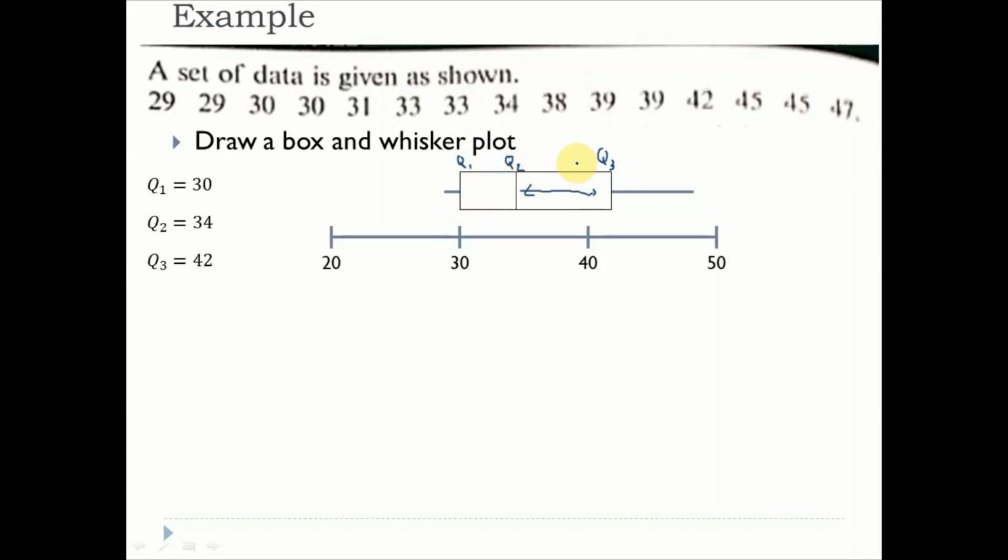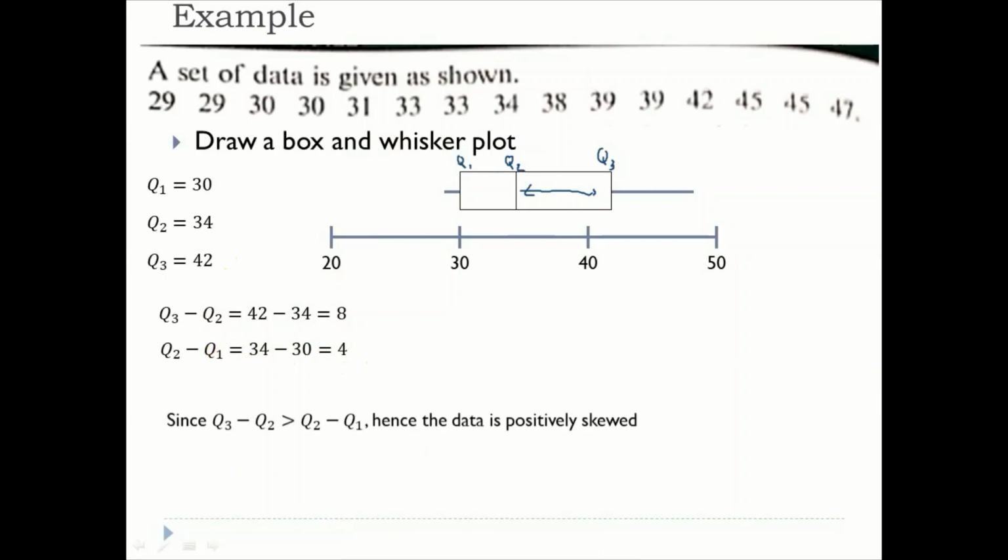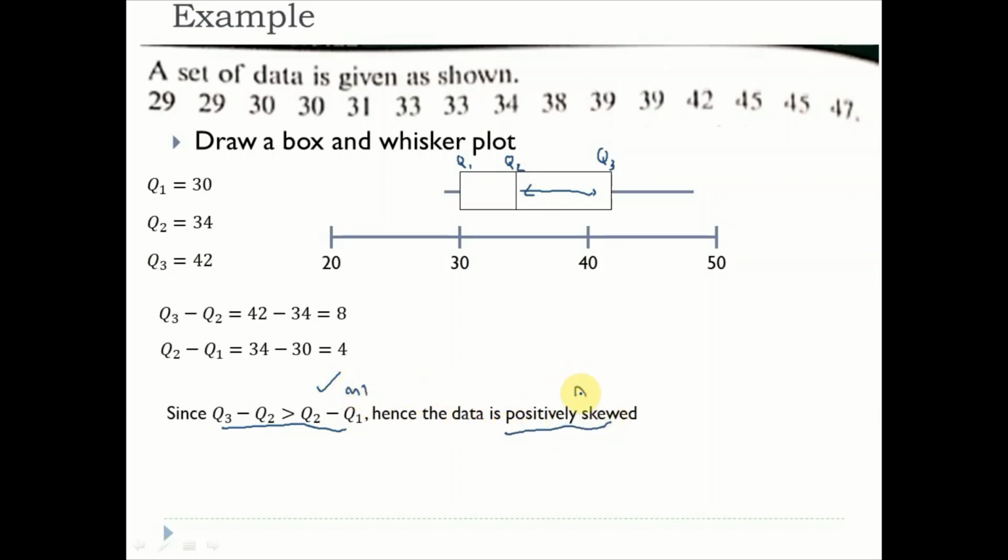Okay, so I need to calculate Q3 minus Q2. 42 minus 34, I get 8. And then Q2 minus Q1? 34 minus 30, I get 4. Therefore, I know that Q3 minus Q2 is bigger than Q2 minus Q1. And in your final answer, you must write this sentence: Q3 minus Q2 is bigger than Q2 minus Q1. This part must be there. And then hence the data is positively skewed. Here is M1, here is A1. Okay, so that is all.